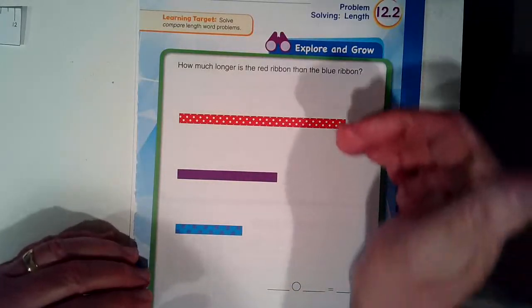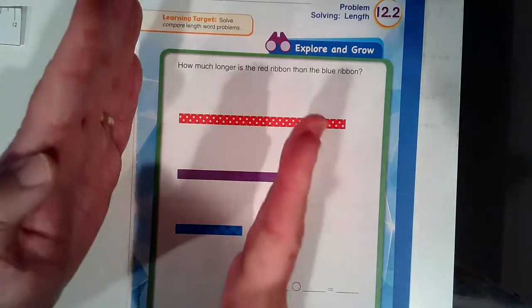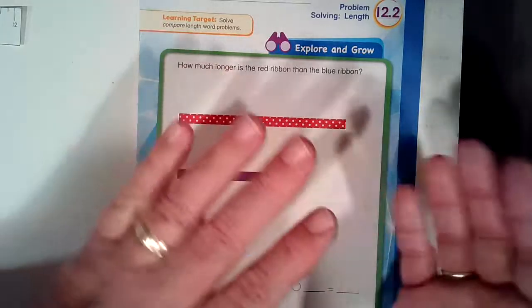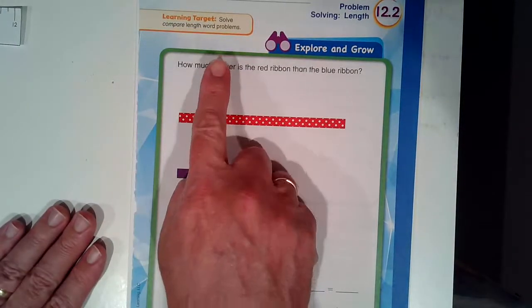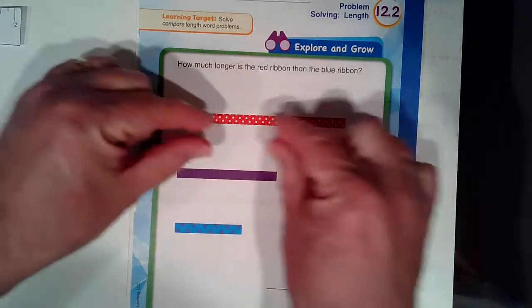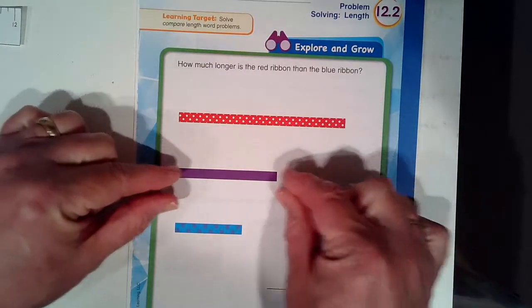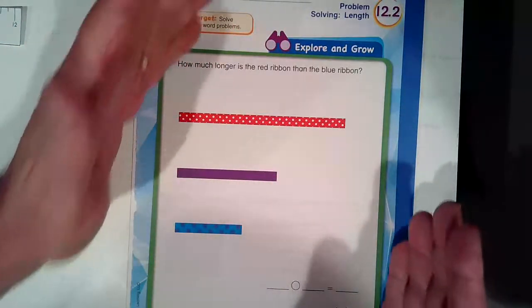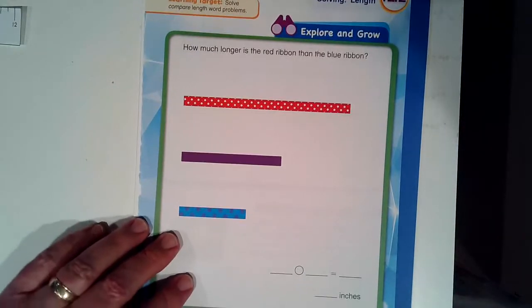Now, comparing is when we look at this and find out how they're the same, find out how they're different. And when we're comparing length, we want to find out if this one is longer, if this one is shorter, how much longer, how much shorter. So we have to read the words very carefully.